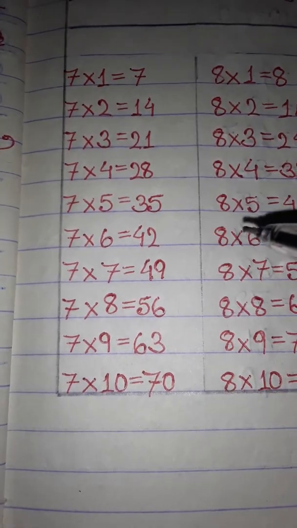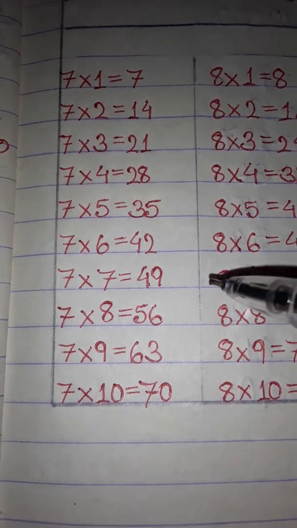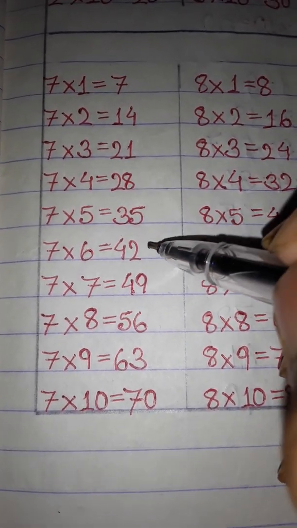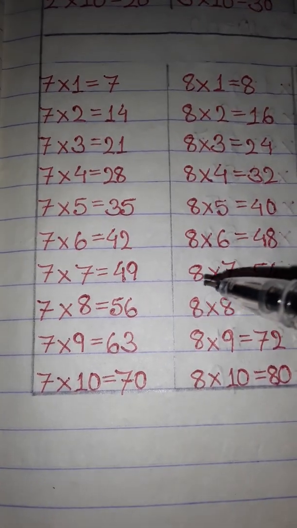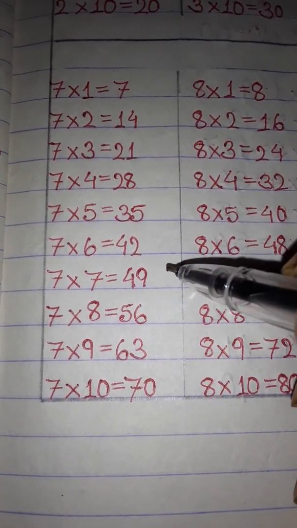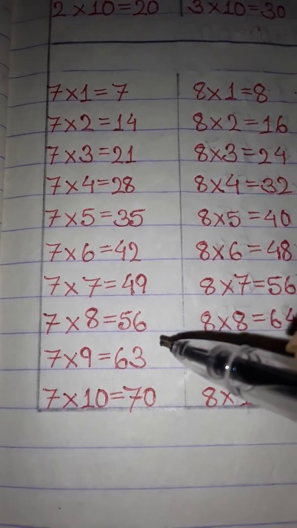Now the next one is 7 into 7 is equal to 49. For getting the answer of this you have to just add 42 plus 7. The answer will be 49. Now the next one is 7 into 8 is equal to 56. For this you have to add 49 plus 7. The answer will be 56.